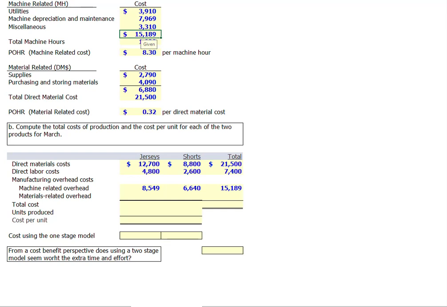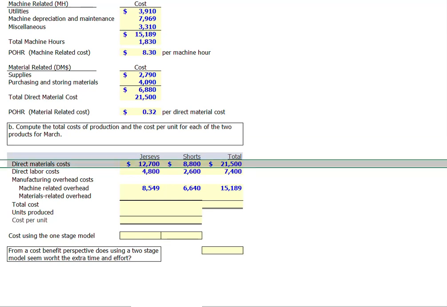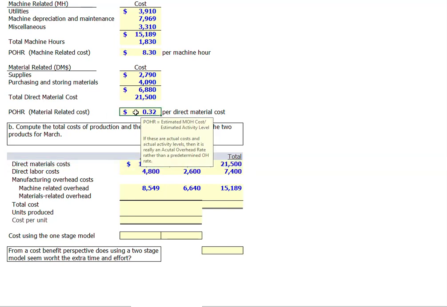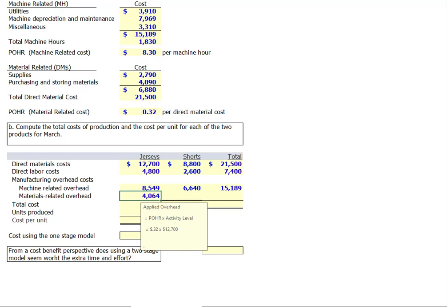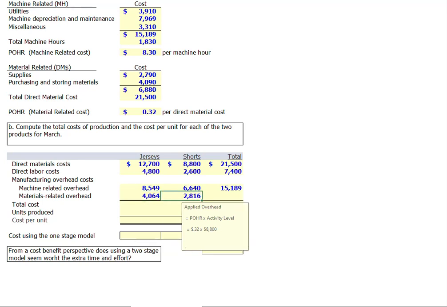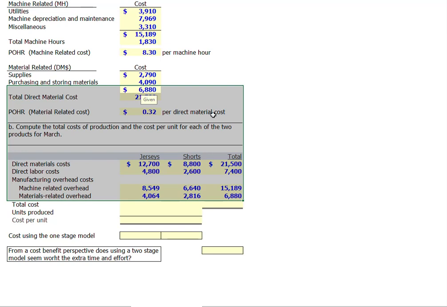The next step, material-related overhead. And again, this is simply based on direct material costs. Every time we incur $1 in direct material cost, we assign 32 cents in overhead. So for the jerseys with $12,700 in direct material cost at 32 cents per dollar, we end up allocating $4,064. For shorts, we take the $8,800 and multiply it by the 32 cents and get $2,816. Again, checking to make sure that we have fully allocated all of our costs. Let's go ahead and total them up now.